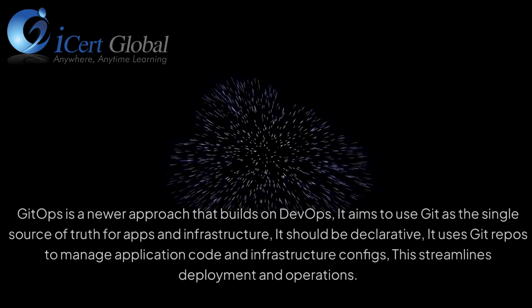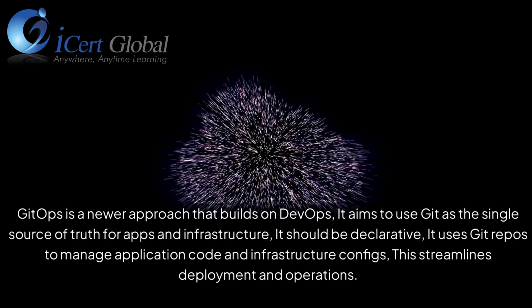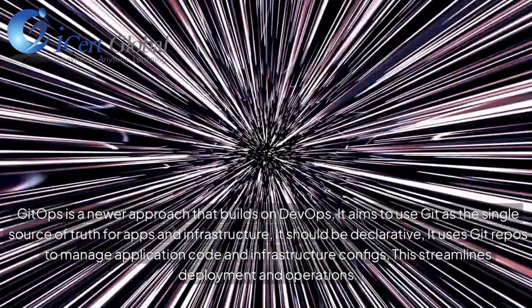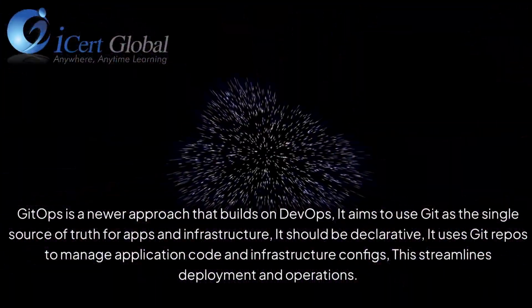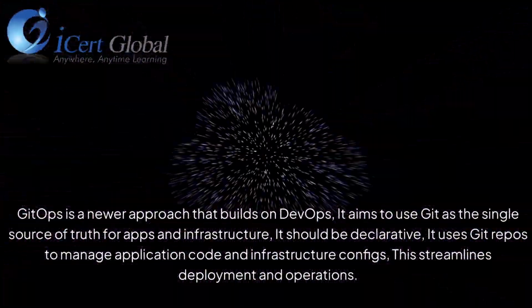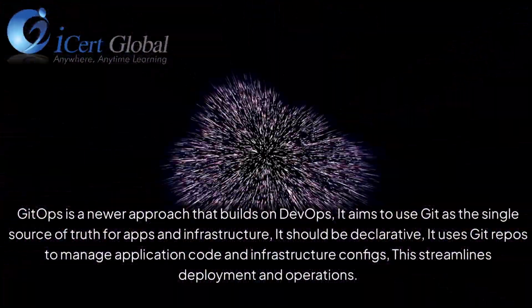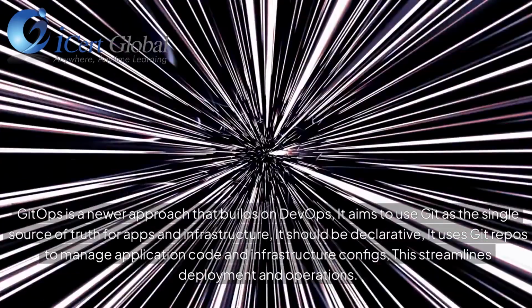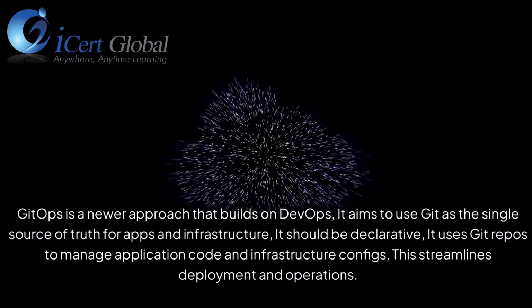Understanding GitOps. GitOps is a newer approach that builds on DevOps. It aims to use Git as the single source of truth for apps and infrastructure. It should be declarative. It uses Git repos to manage application code and infrastructure configs. This streamlines deployment and operations.